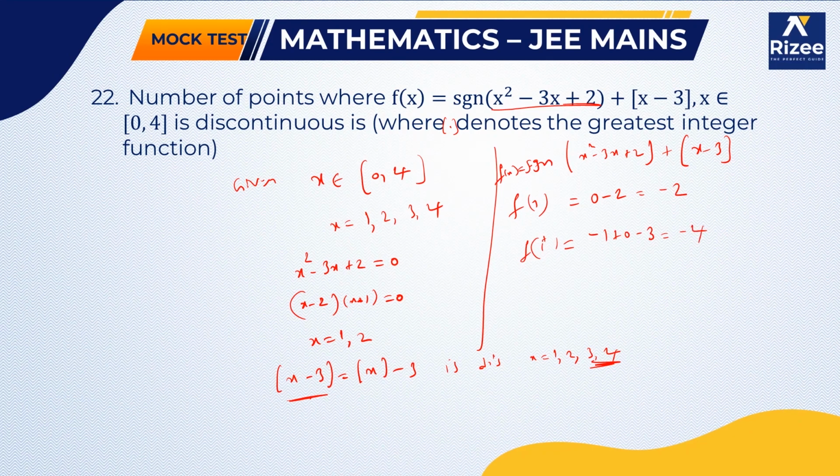Next I am taking f of 2. 0 minus 1, minus 1. For f of 2 plus, applying the left limit and right limit here, 1 minus 1, 0. From these two, can we say that 0 is equal to minus 1? No, not equal. Therefore f of 2 is also discontinuous. What he is asking is how many points are discontinuous. So we can say that the number of discontinuous points is 4.